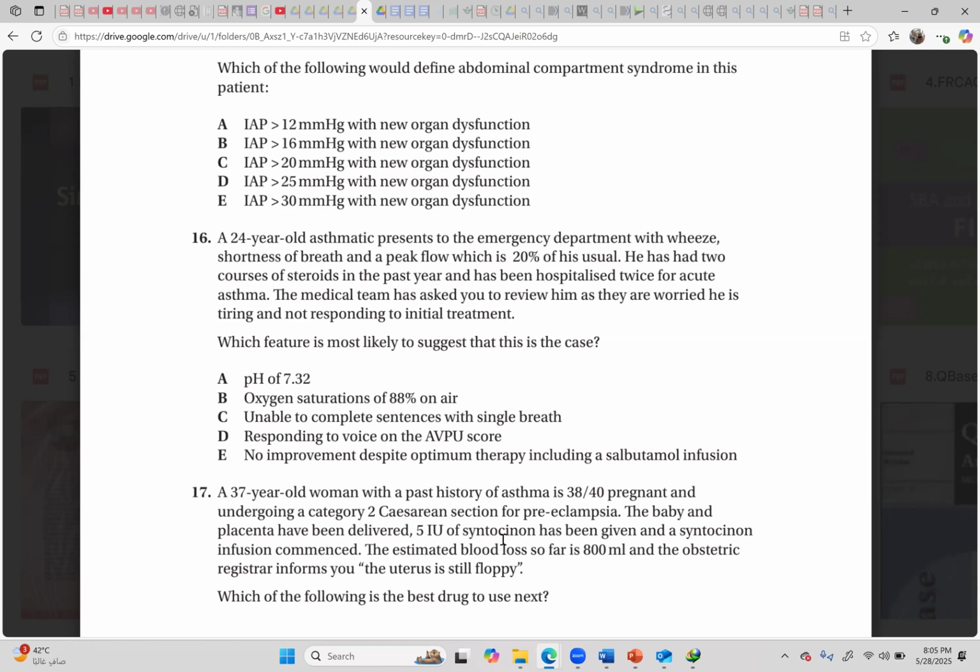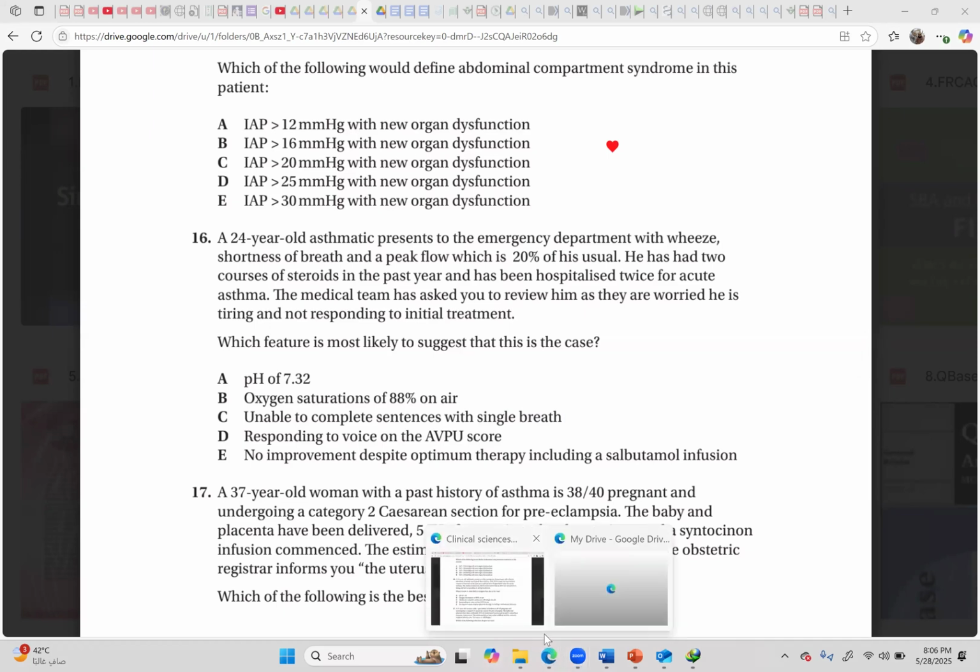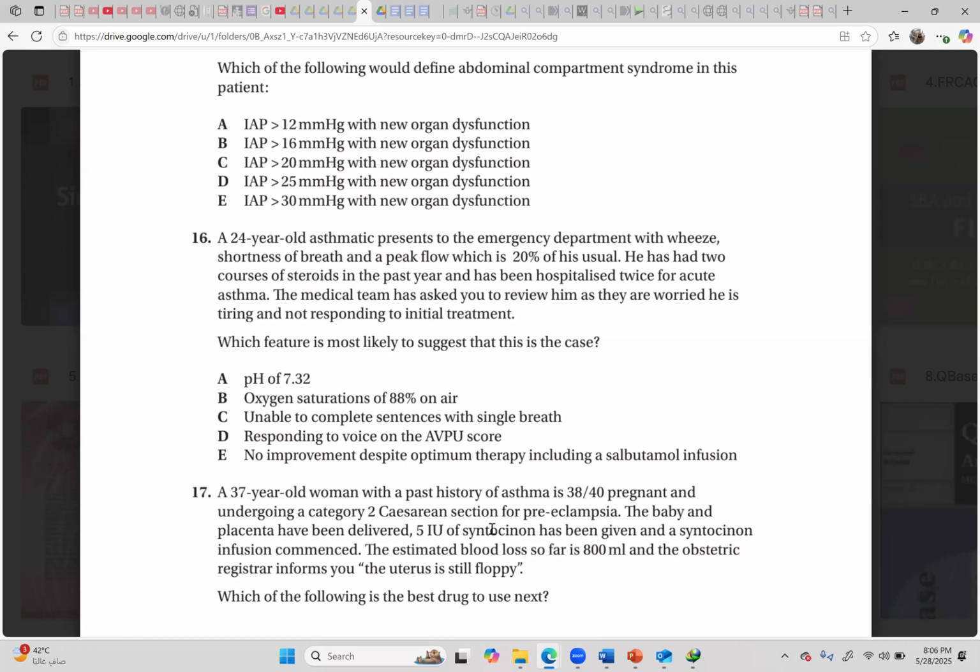Oxygen saturation of 88% on air, unable to complete a sentence in one breath. So this is acute severe asthma, not life-threatening. Responding to voice on AVPU, no improvement despite optimum therapy, including salbutamol infusion.